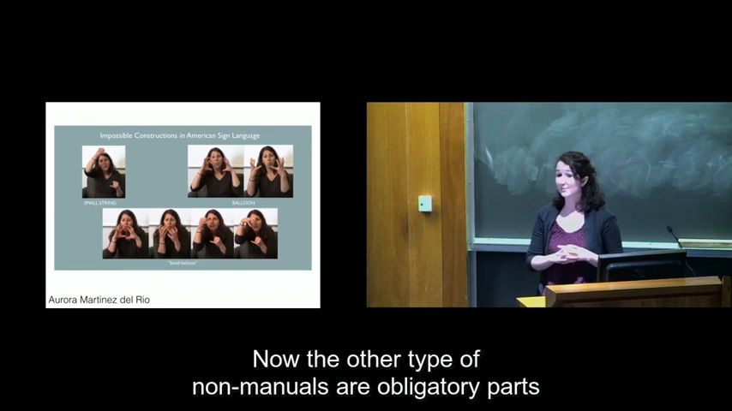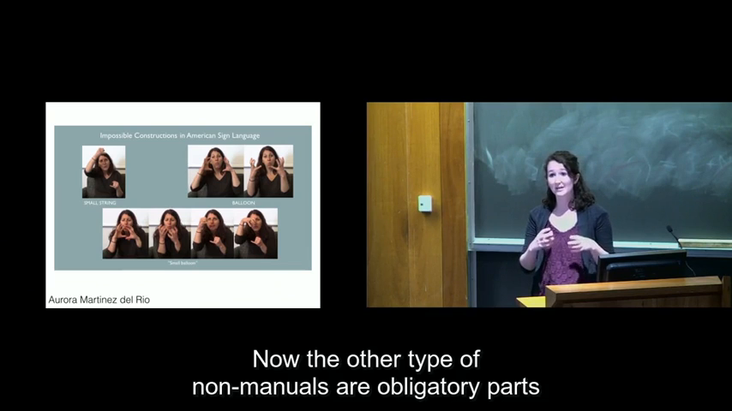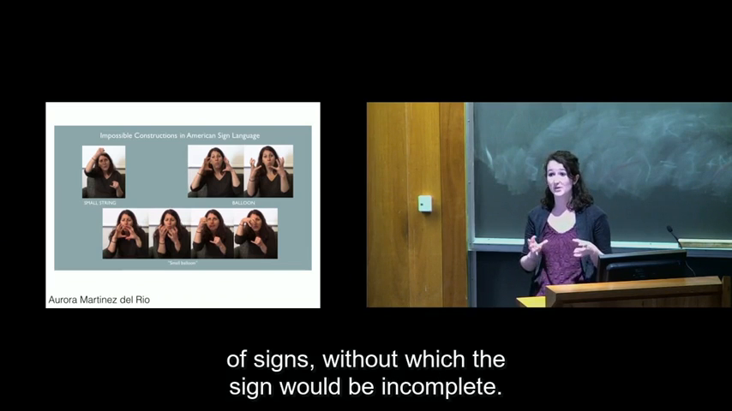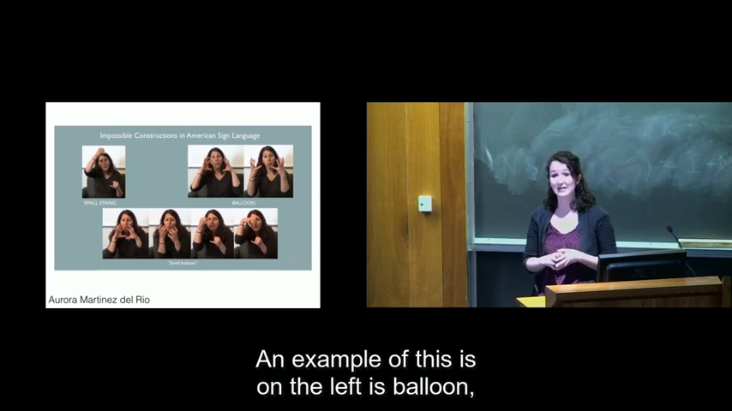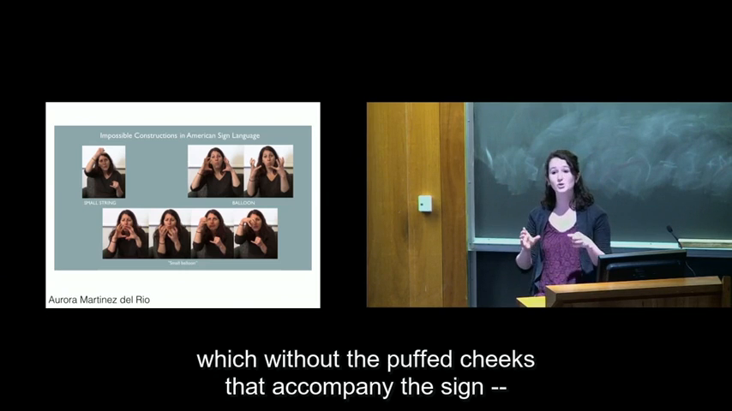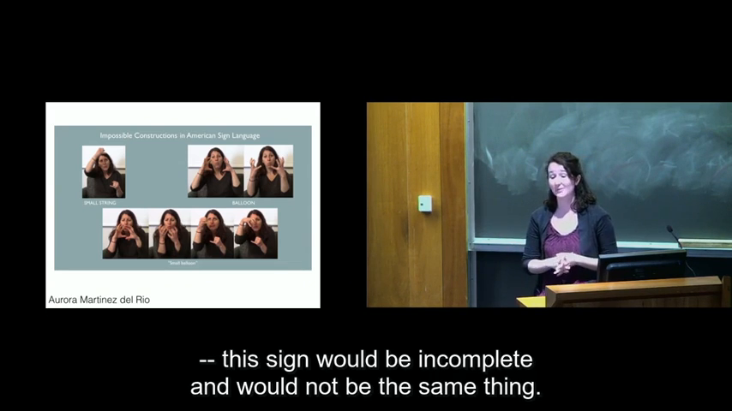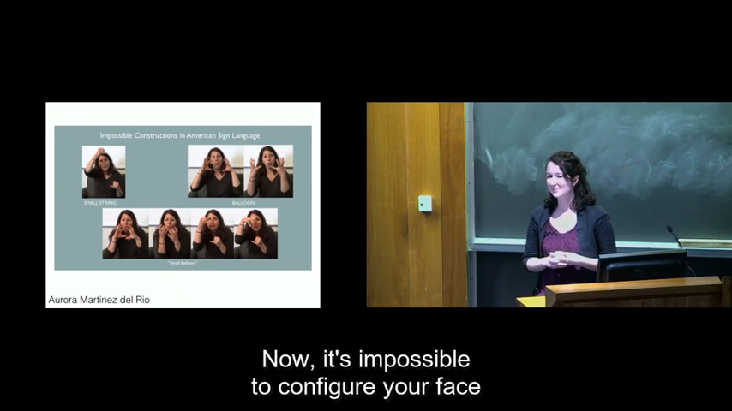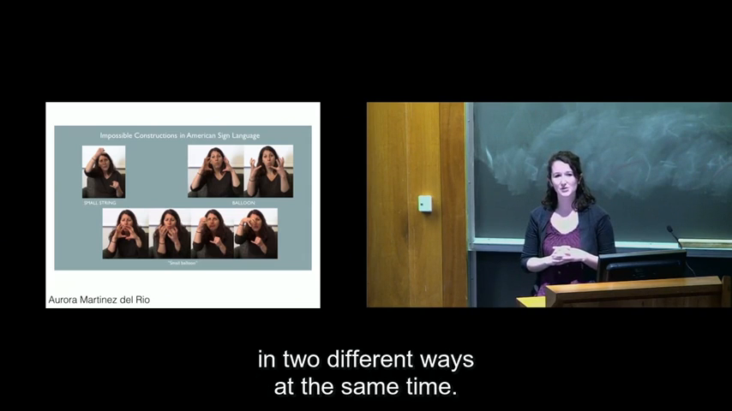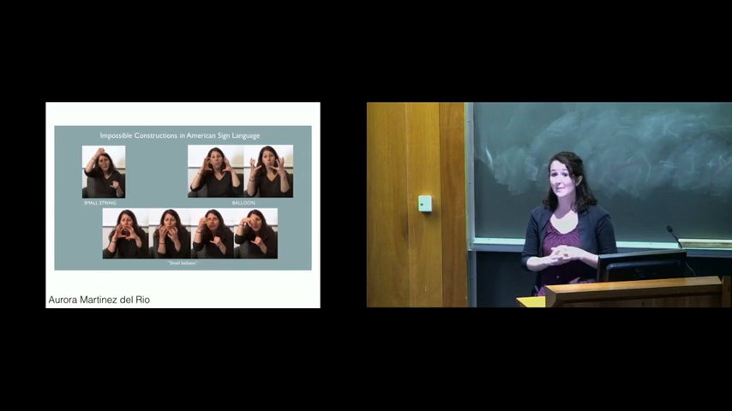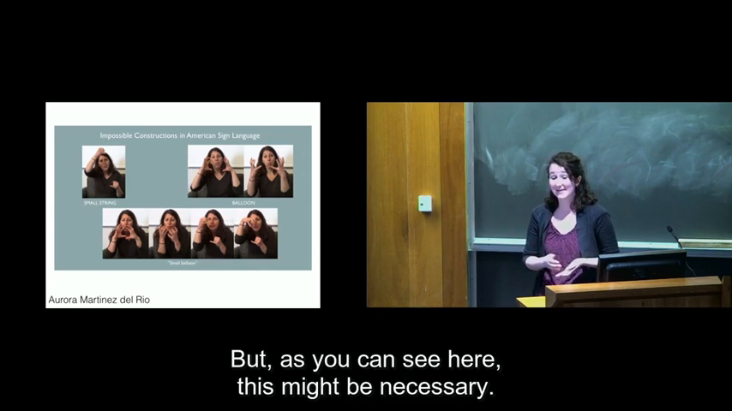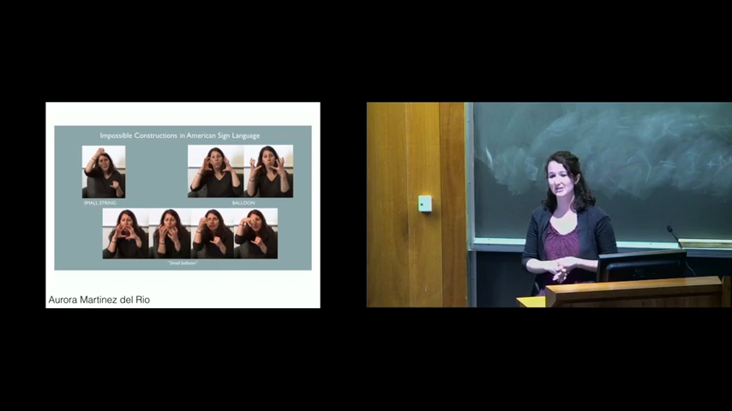The other type of non-manuals are obligatory parts of signs, without which the sign would be incomplete. An example of this, here on the left, is balloon, which without the puffed cheeks that accompany the sign would be incomplete and would not mean the same thing. Now, it's impossible to configure your face in two different ways at the same time, but as you can see here, this might be necessary. This presents a conflict of facial configurations.